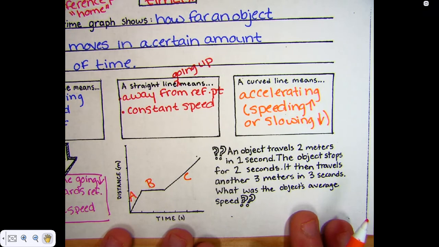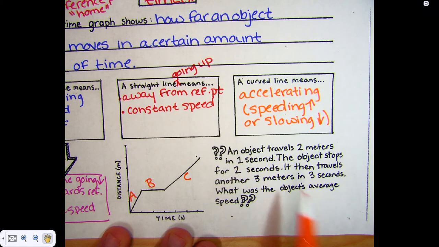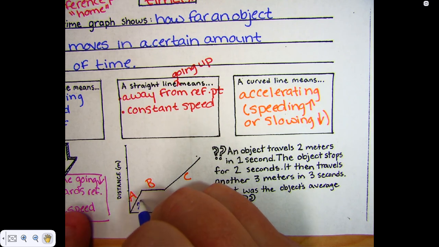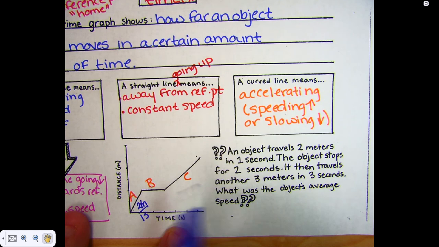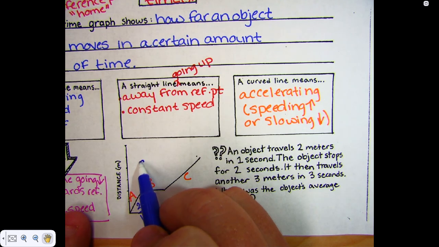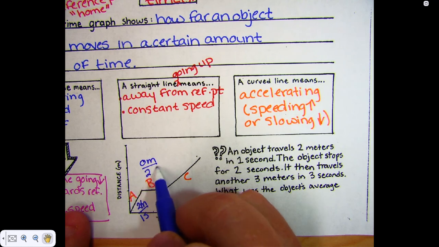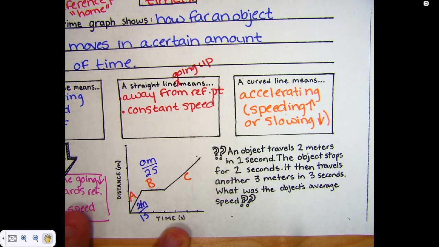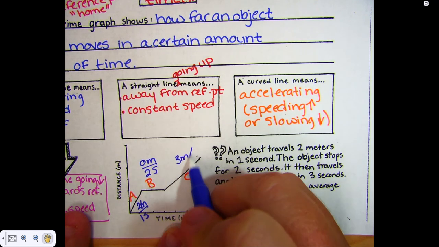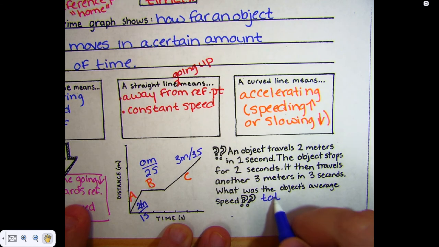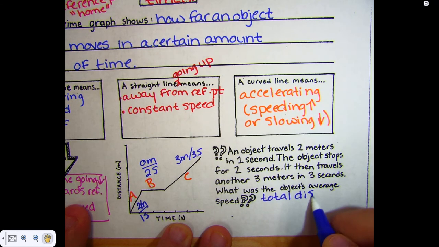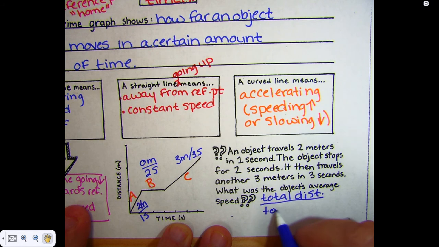Okay. If we go over here, it says an object travels 2 meters in 1 second. All right, so this is 2 meters in 1 second. The object stops for 2 seconds. So if it stops, it goes 0 meters in 2 seconds. And then it travels 3 meters in 3 seconds. It says, what is the object's average speed? So average speed is total distance over total time.